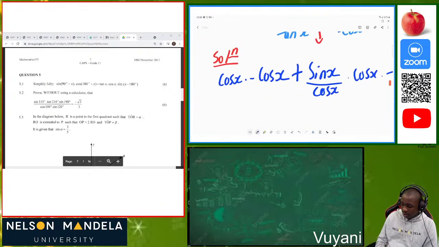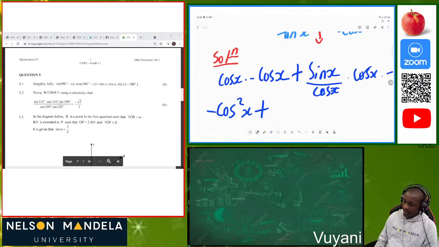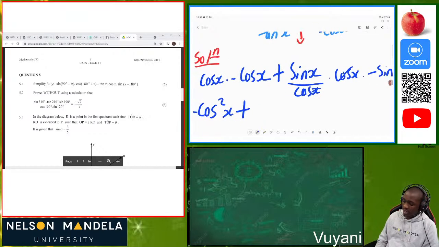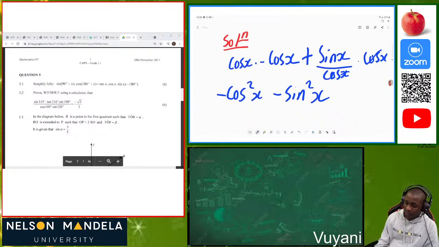Now let's solve. Cos x times cos x, we know that x times x is x squared, so we're going to have cos squared of x. Don't forget the sign, negative cos squared of x, plus, we know that this and this will cancel, because in other words they are just dividing these ones. Since we are multiplying all along, they will cancel each other, and we're left with sin x times negative sin x. Then we have negative sine squared of x. So this is step 2.